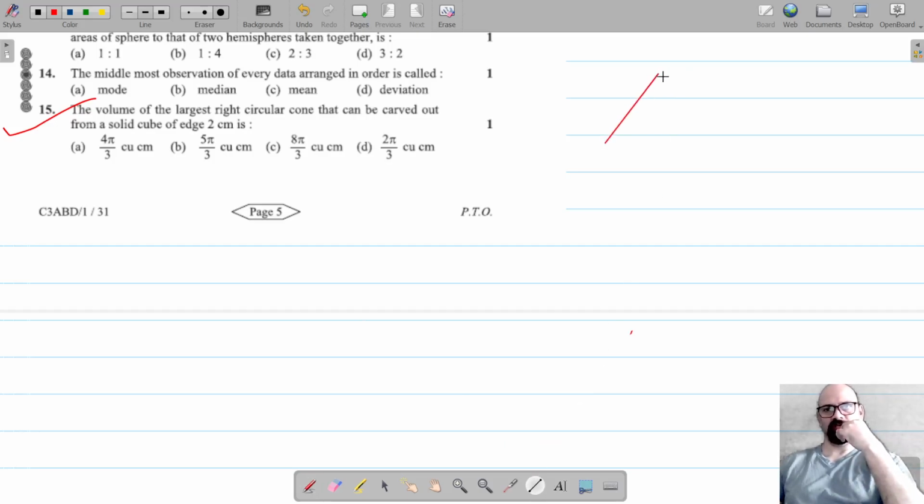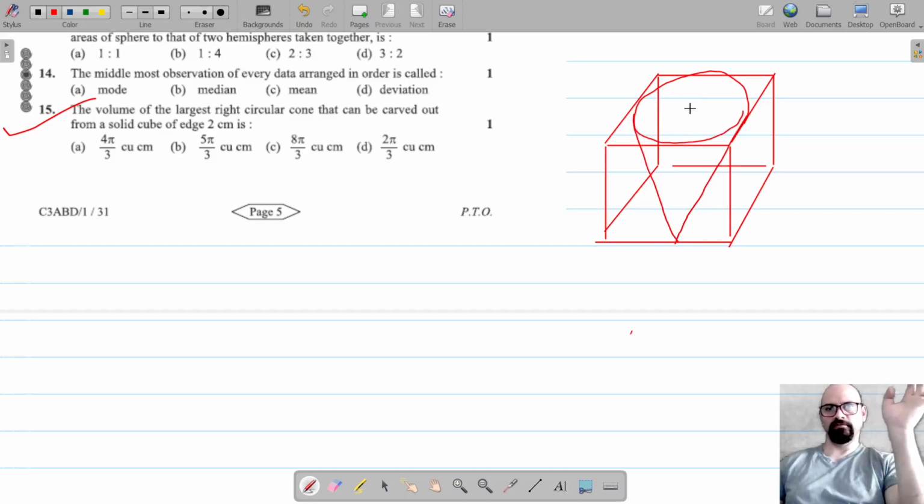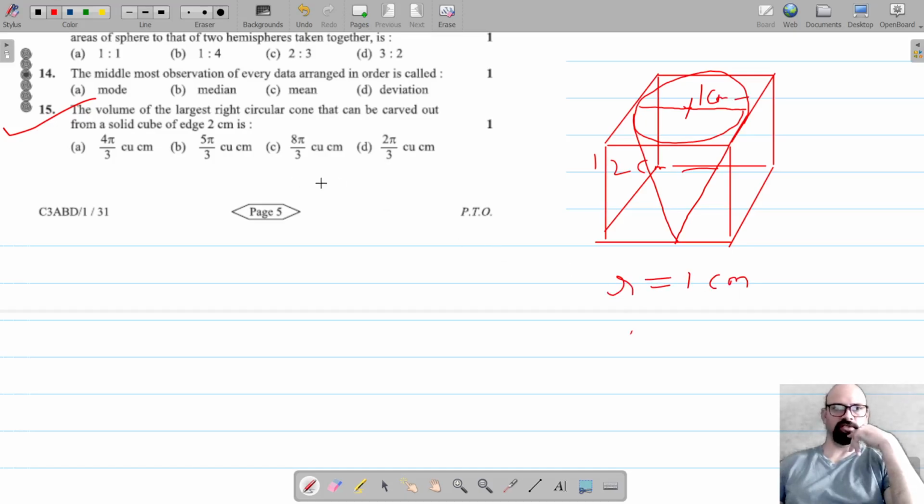So let's say this is a solid cube of edge 2 cm, and we know that for a cube, all the edges are equal. From this cube, we have to carve out the largest right circular cone. The largest right circular cone that can be carved out would be like this. So the radius of this cone would be half of the edge. The diameter of the cone would be the edge, and the radius would be half of the edge. So edge is 2 cm, which means the radius of the cone is 1 cm.